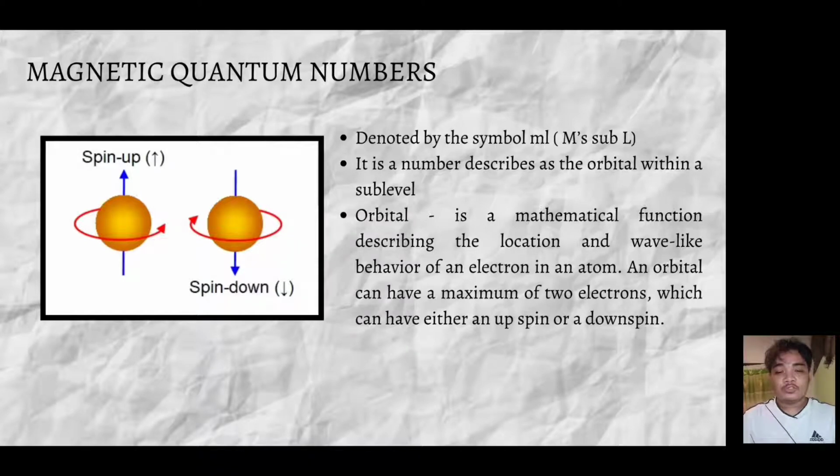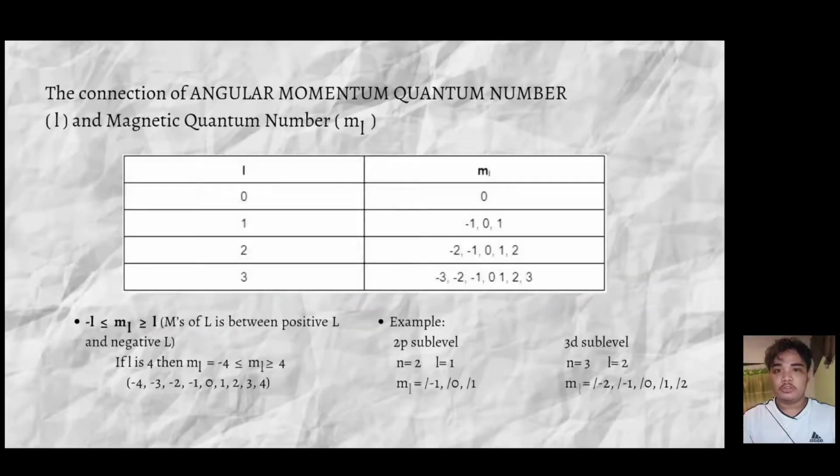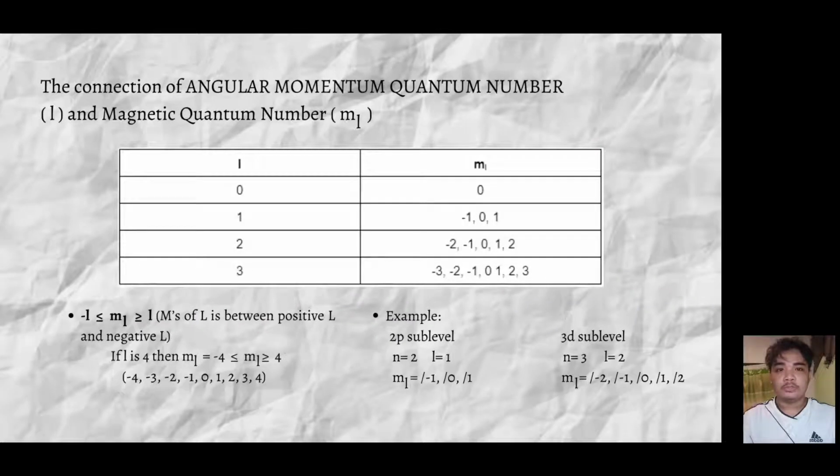So, to further understand what exactly a magnetic quantum number is, first, we must know the connection of an angular momentum quantum number, or l, and a magnetic quantum number, m sub l. So, if l is 0, its m sub l is 0. If l is 1, its m sub l is negative 1, 0, and 1. If l is 2, its m sub l is negative 2, negative 1, 0, 1, and 2. If l is 3, its m sub l is negative 3, negative 2, negative 1, 0, 1, 2, and 3.